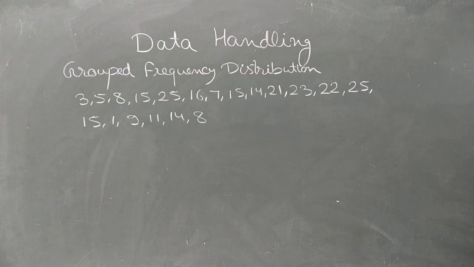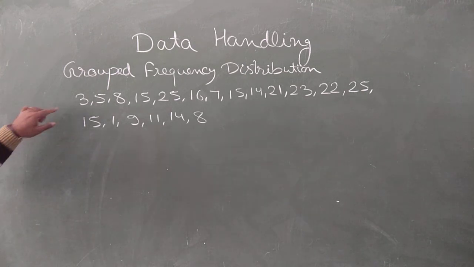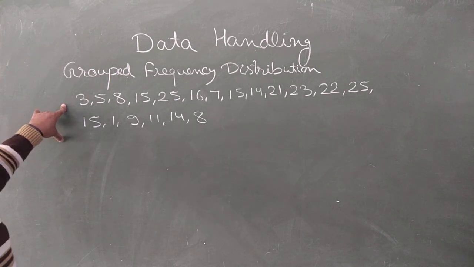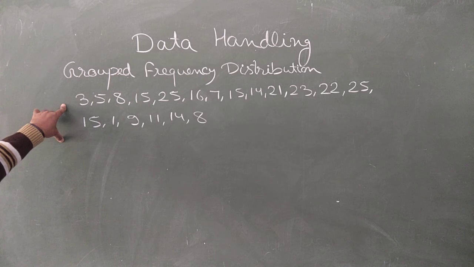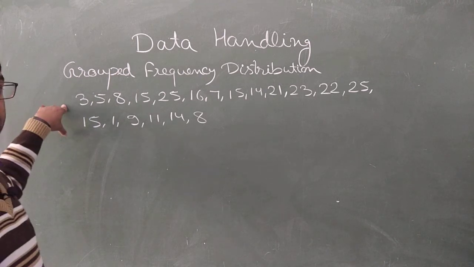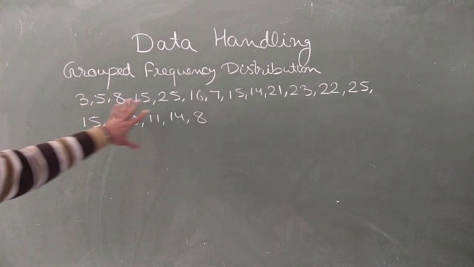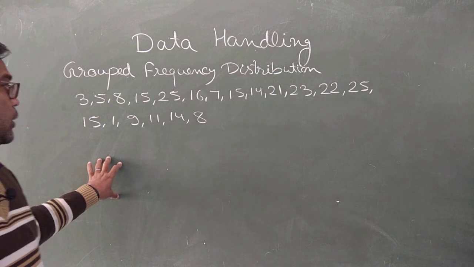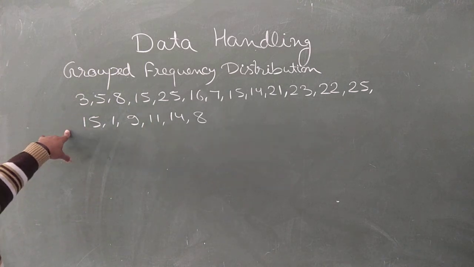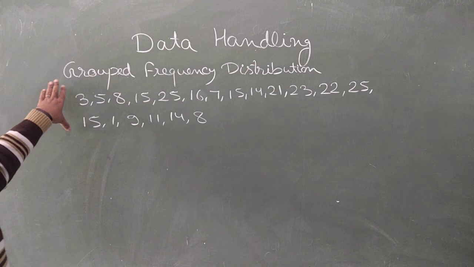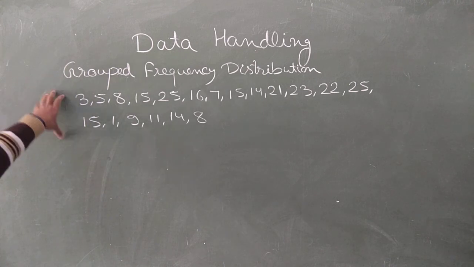For explaining the grouped frequency distribution, I have taken some data. This is your raw data. These are the marks of some students. Actually, there is a test out of 25 marks, and these are the marks scored by some students. I think it's about 17 students. So this is the raw data.